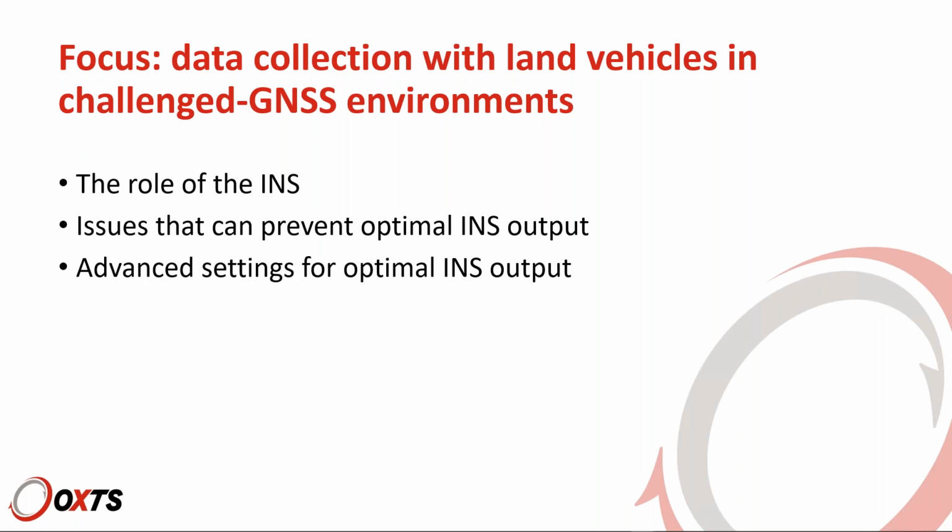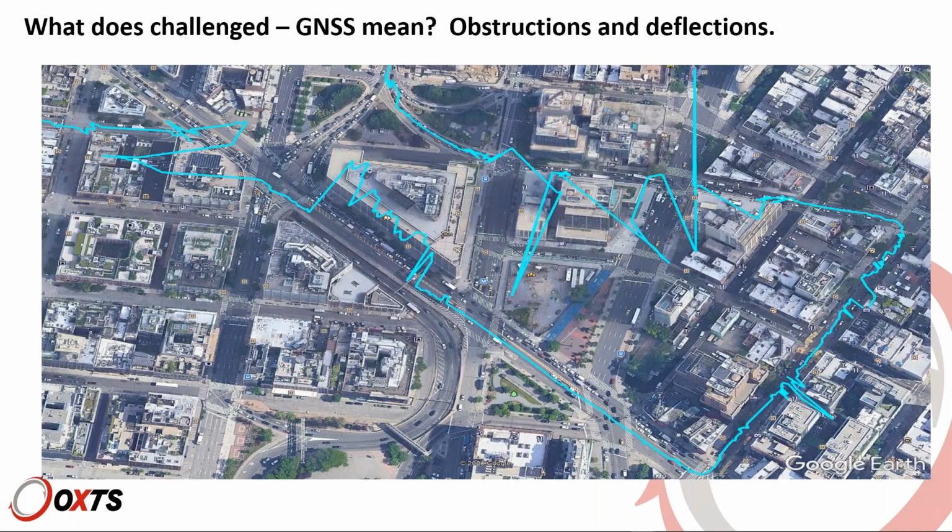So we'll be looking at the role of the INS, what you would be expecting from it, the issues that can prevent an optimal output, and those settings that can allow you to obtain that optimal output from the IMU and the INS. So just a quick example of what we mean when we mention challenged GNSS, so that we are on the same page.